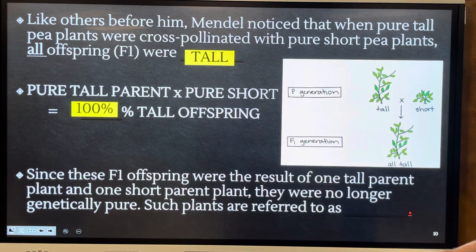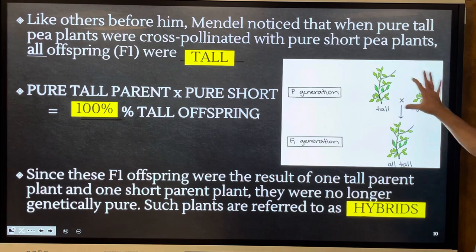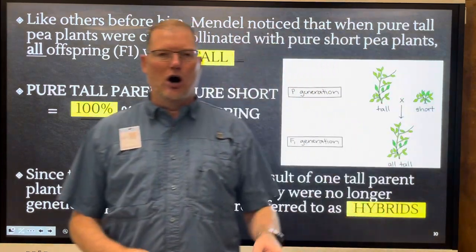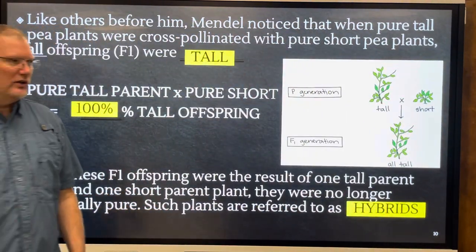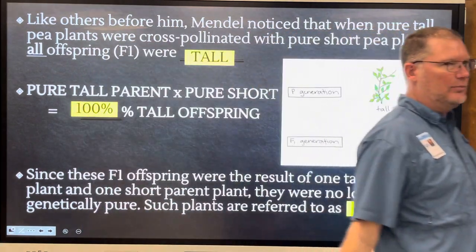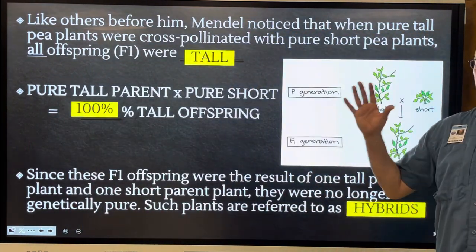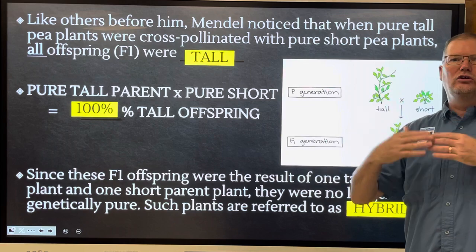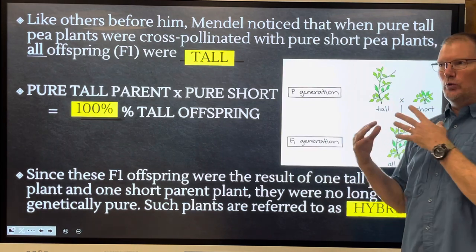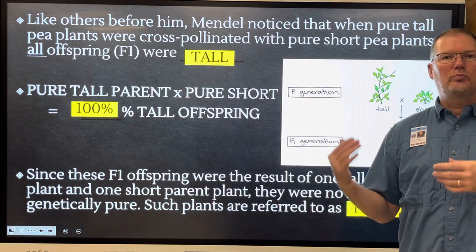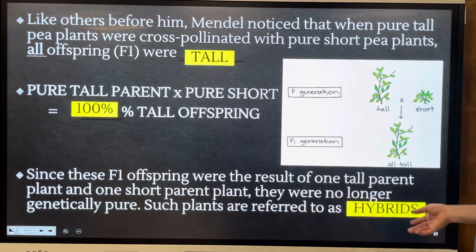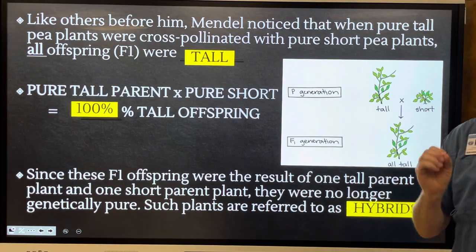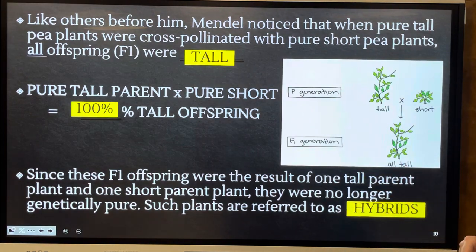Now, since these F1 offspring were the result of one tall and one short, they're called hybrids. They're no longer genetically pure for tall. So if you wanted to have a race of tall people, you would have to pick all the tall people and genetically purify the genetic traits so that only tall offspring would be born. And that's what he found out was able to be done with plants, okay? But because it's a mix of tall and short, it's a hybrid. I'm going to explain what that means a little bit better in a moment, okay?